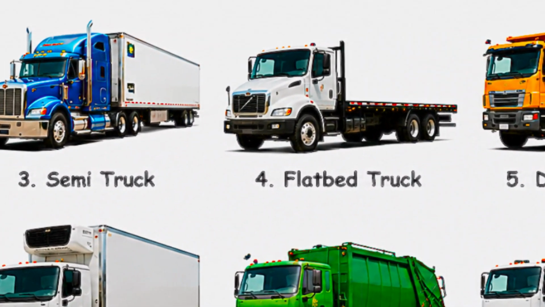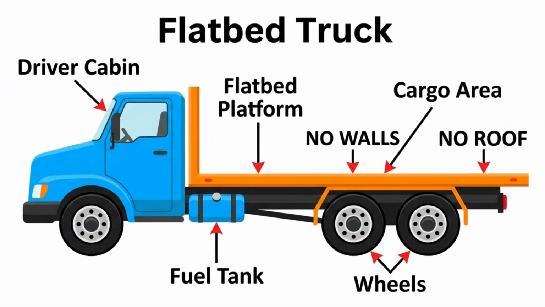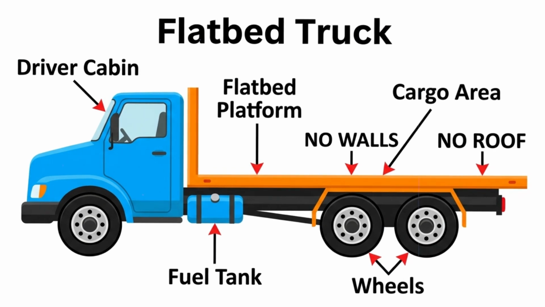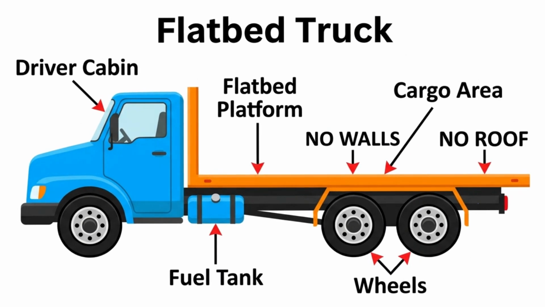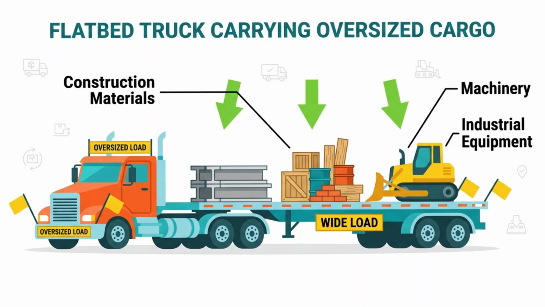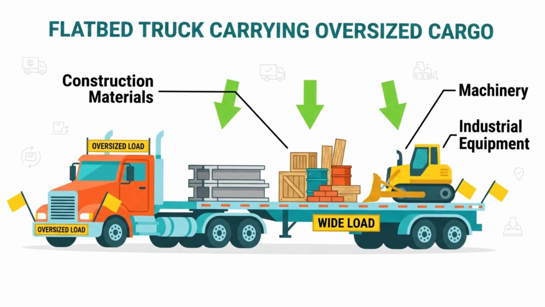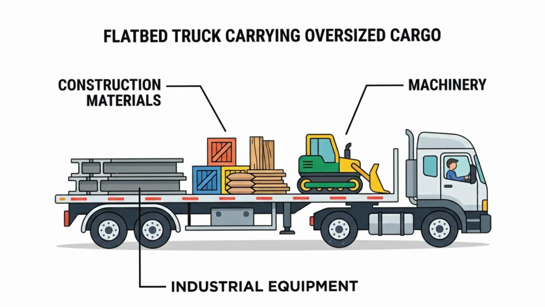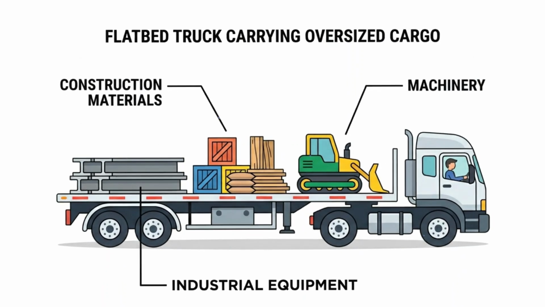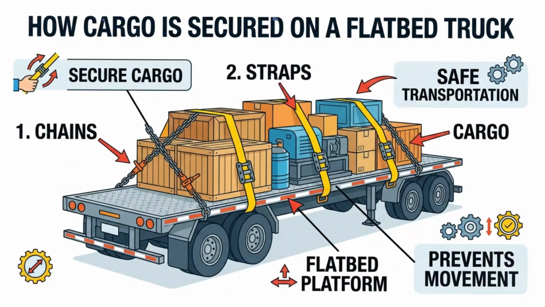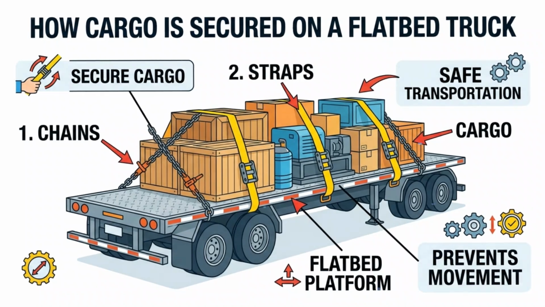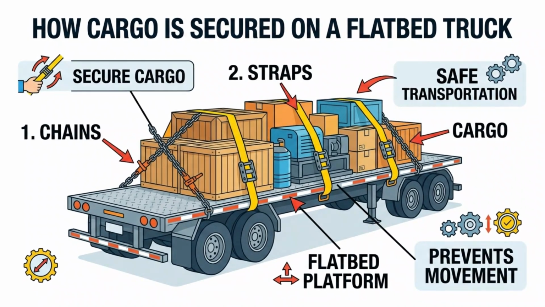Flatbed truck. A flatbed truck carries cargo on a completely open platform without walls or roof. This design makes loading and unloading easier, especially for oversized items that cannot fit inside enclosed trailers. Construction materials, machinery, and industrial equipment are often transported on flatbeds. Chains and straps are used to secure the cargo during travel.